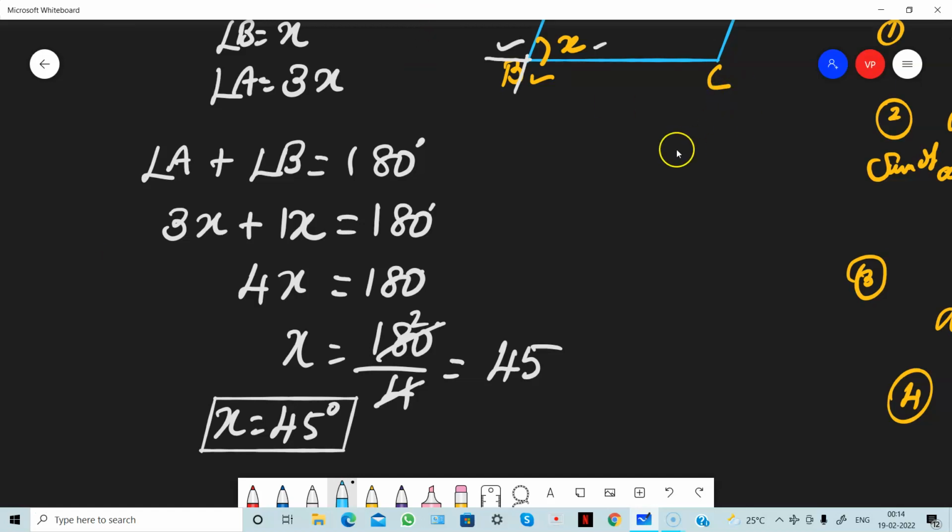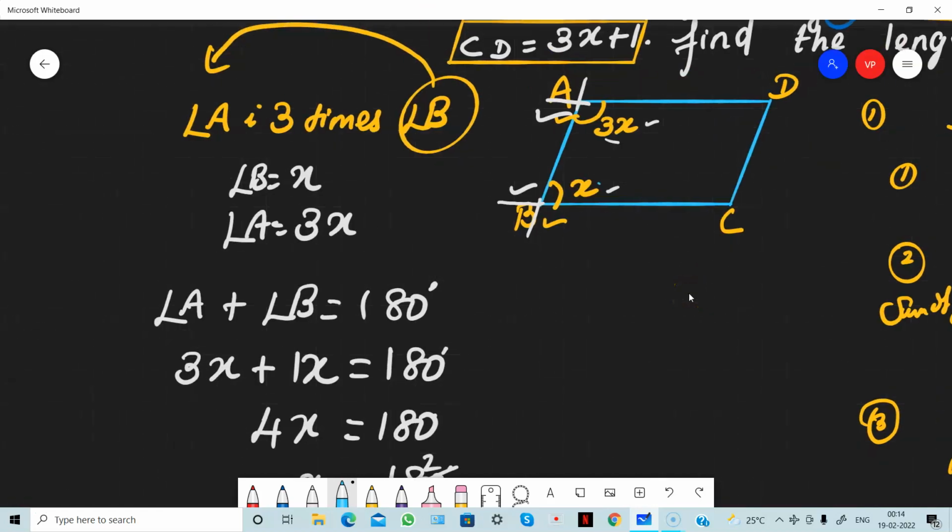Then what is A? So look at this one. This is 45 degrees. It is 3 times 45 degrees. So what is 3 times 45? 5, 1 is 5, 12, 30. 135. So this is 135 degrees. So do you know what is this angle? So this is 45 degrees and this is 135 degrees.